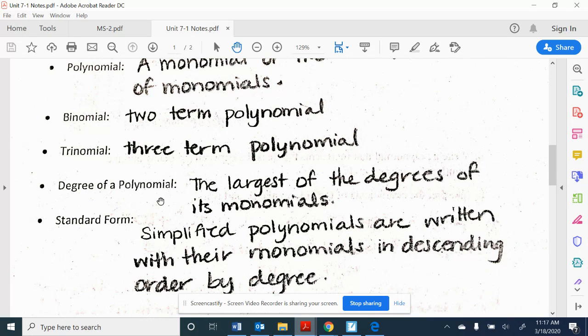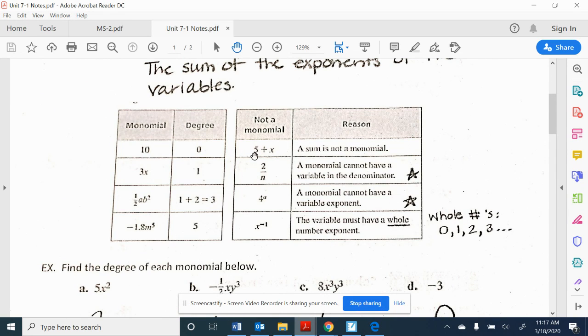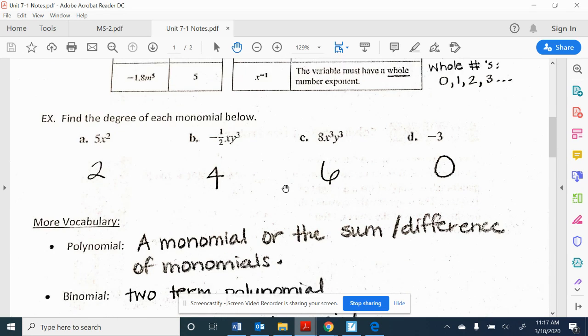All right, the degree of a polynomial. Well, we went over how to find the degree of a monomial. For a polynomial, what we'll do is we'll take each of the terms and find the degrees of each of those monomials. And whatever number is the largest, we're going to call that the degree of the polynomial. So up here, I have 5 plus x. The degree of 5 is 0. The degree of x is 1. This has the bigger degree of 1, so we're going to say that the degree of this binomial is 1. We'll see some more examples later.